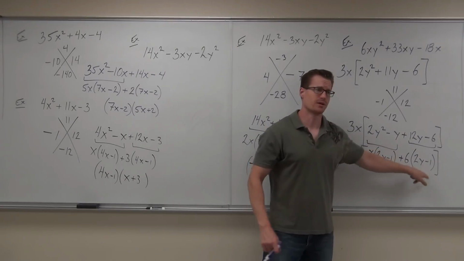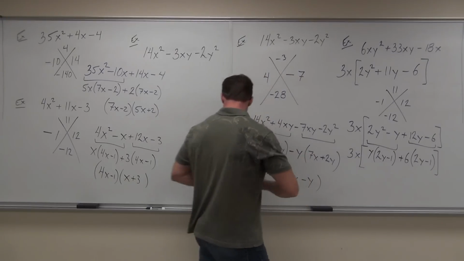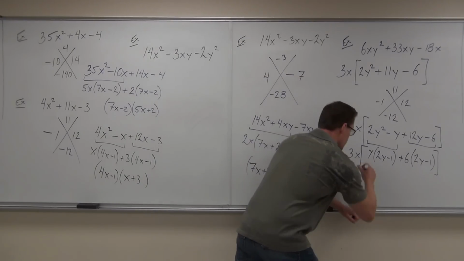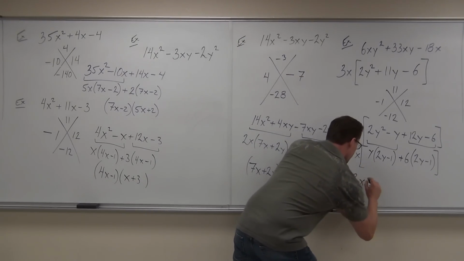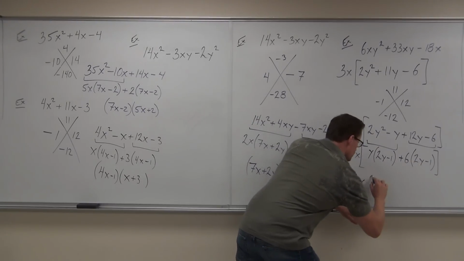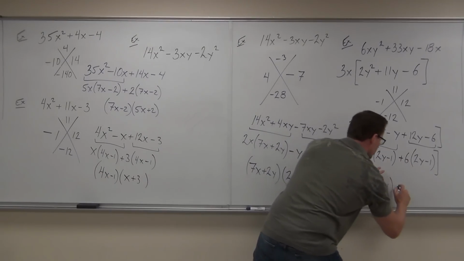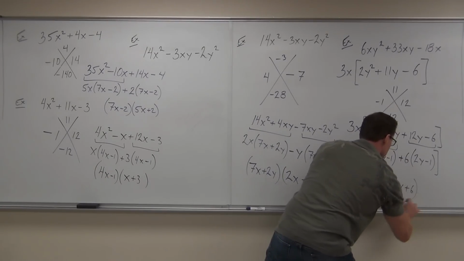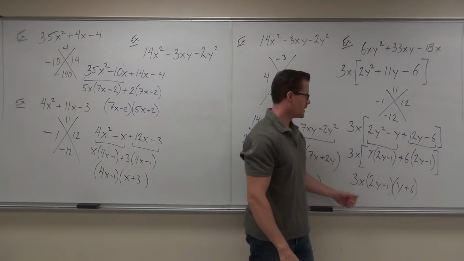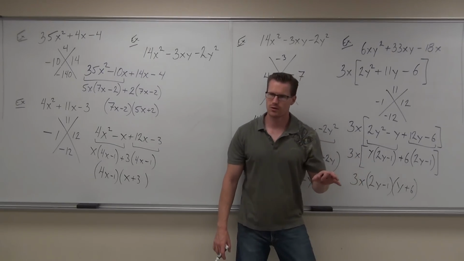After that, we're really, really close to done. The only thing we're going to do is continue our grouping. We're going to keep that 3x out front. We're going to have 2y minus 1. We factored that. We're going to have y plus 6. And that's completely factored.